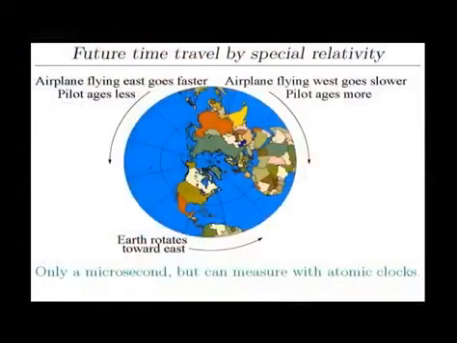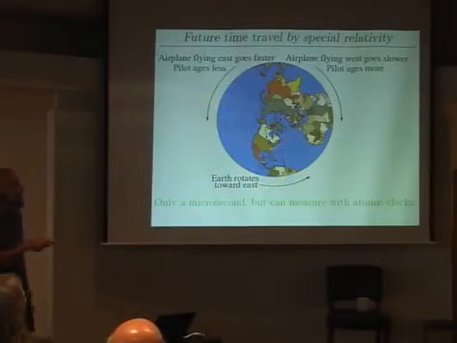And you can test this. The Earth is rotating, turning towards the east. So if you get in a plane and you travel around over the surface of the Earth eastward, then you're going faster than a person who just sits at one place, say, over here in Cambridge. You're going quicker. The pilot of this plane ages less. Time passes more slowly for him. He moves a little bit into the future.